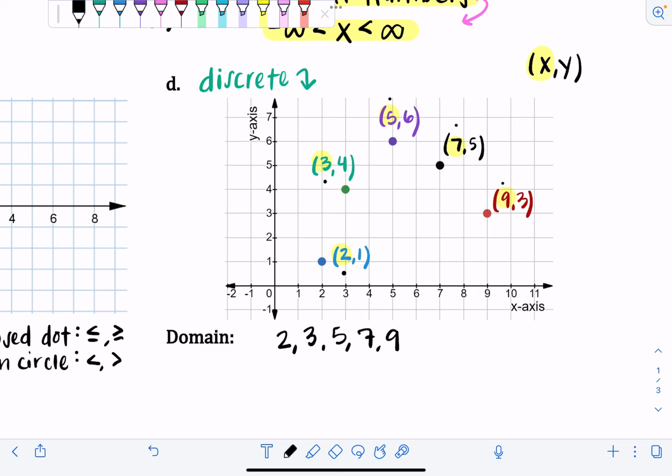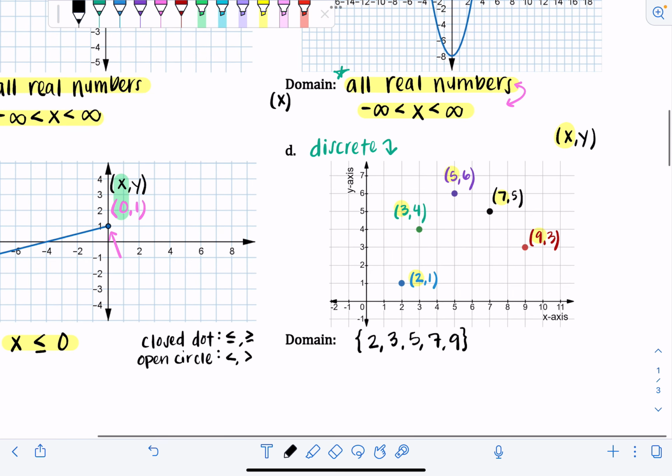We wouldn't just write like 2 through 9. We would specifically list each x coordinate from each point: 2, 3, 5, 7, and 9. And then we bracket our list in these curly brackets. It's called a set. So the domain is the set of 2, 3, 5, 7, and 9.